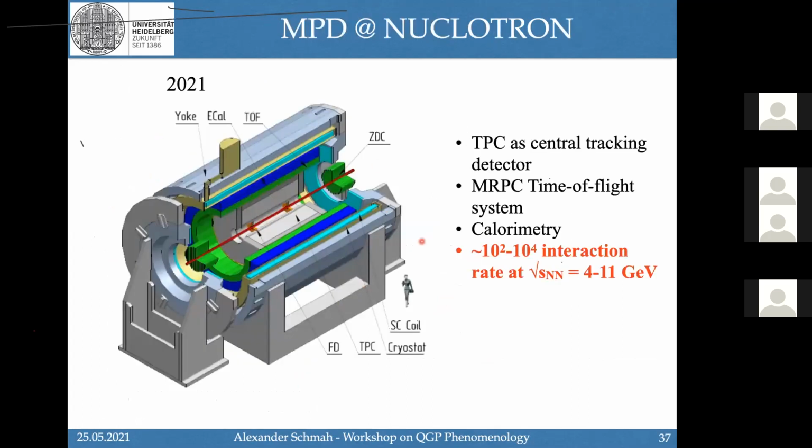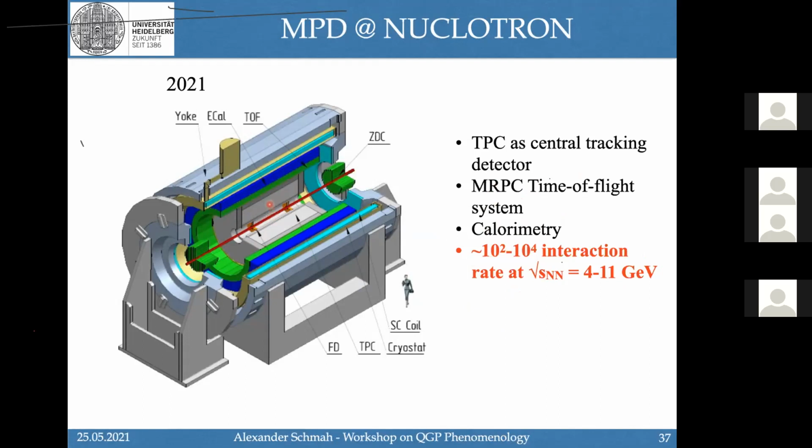So the MPD is a detector under construction at the moment. It's a multi-purpose detector at the Nuclotron in Dubna. It also has a TPC as a central tracking detector, resistive plate chambers for particle identification, time of flight system. The big advantage here of this detector system compared to what we had before is that this is actually a collider. So this is what I pointed out at the beginning.